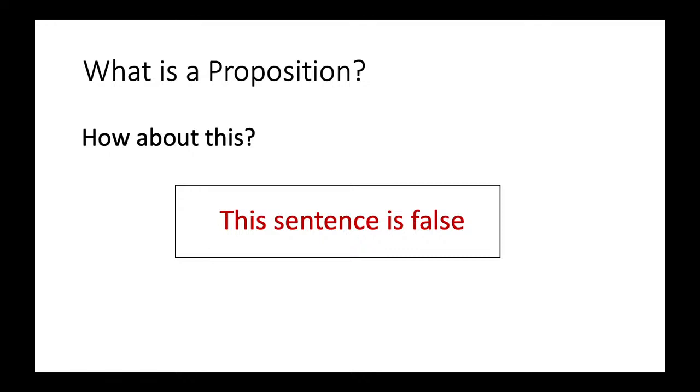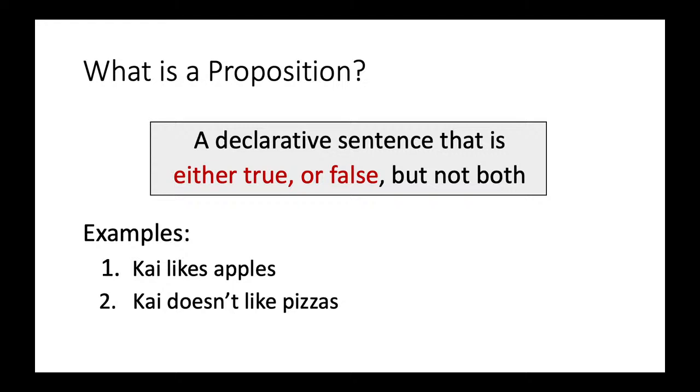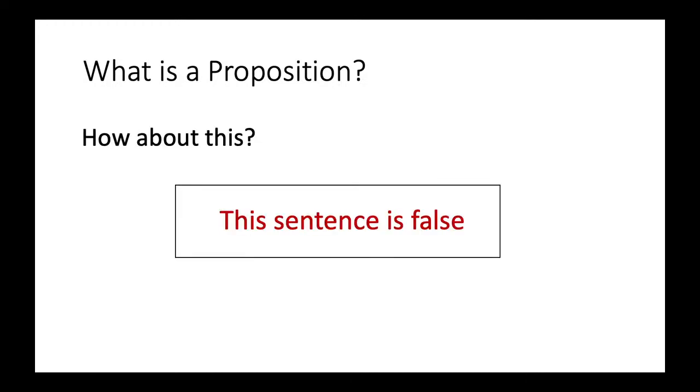So in the end, we can conclude that this sentence, although it looks like a declarative sentence, is not a proposition because it cannot be a true proposition and it cannot be a false proposition. By definition, we need this sentence to be either true or false. But what we have here is it cannot be true and it cannot be false. So it is not a proposition.